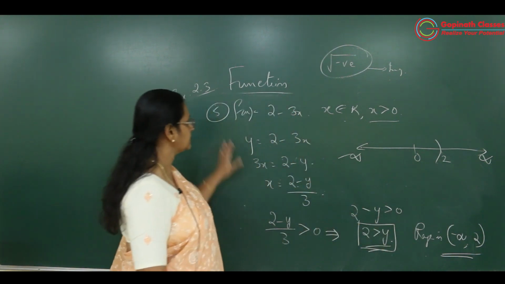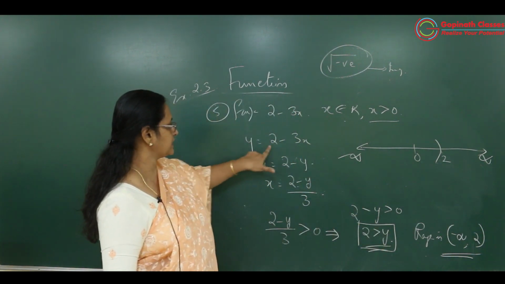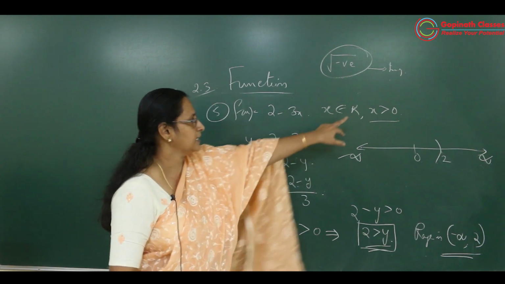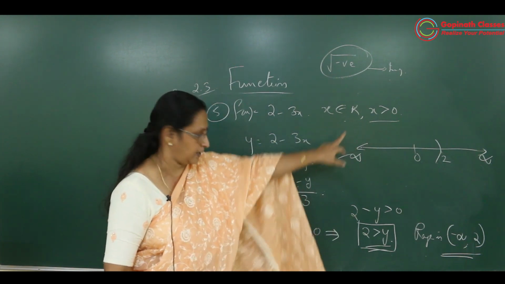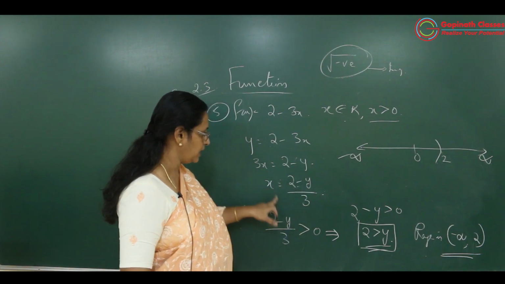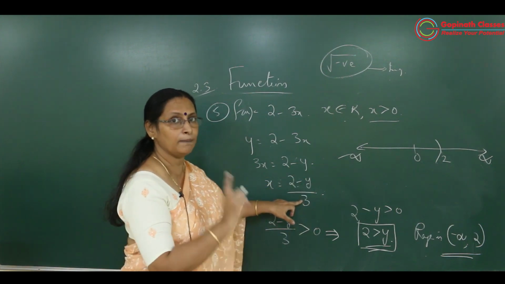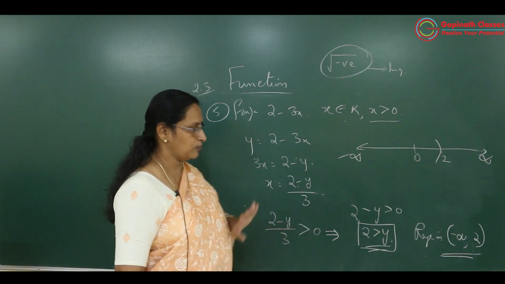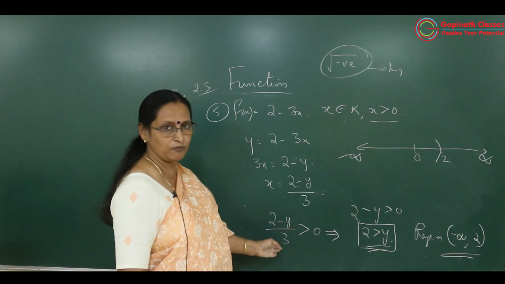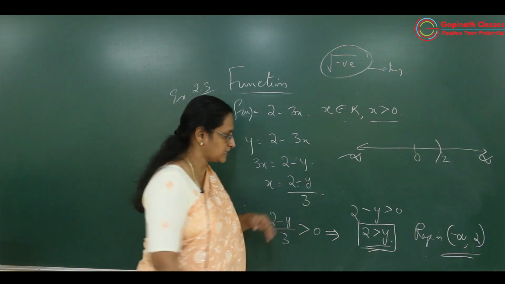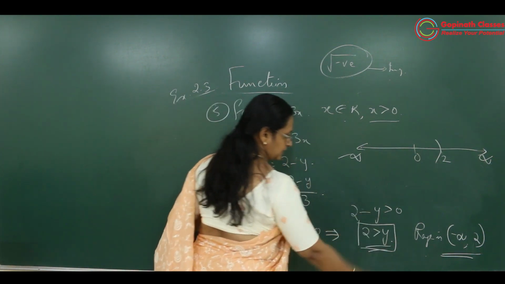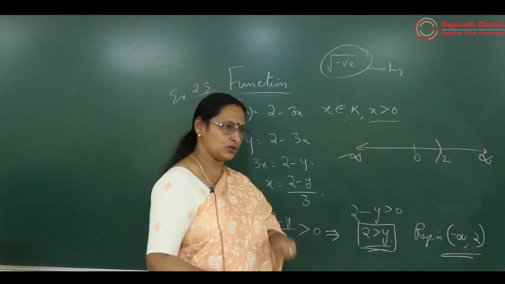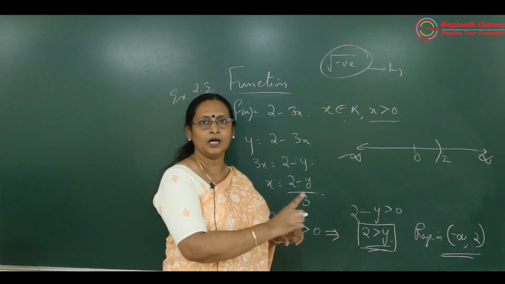Please understand this. f(x) is y, y is equal to 2 minus 3x, 3x is 2 minus y, x is (2 minus y) by 3. It's clearly given x is positive. So if x has to be positive, because we have to comment upon y, that is the range, (2 minus y) by 3 is greater than 0. 2 minus y is greater than 0, and 3 is obviously greater than 0 only. So 2 minus y has to be greater than 0. So 2 greater than y, meaning y less than 2, meaning minus infinity to 2.